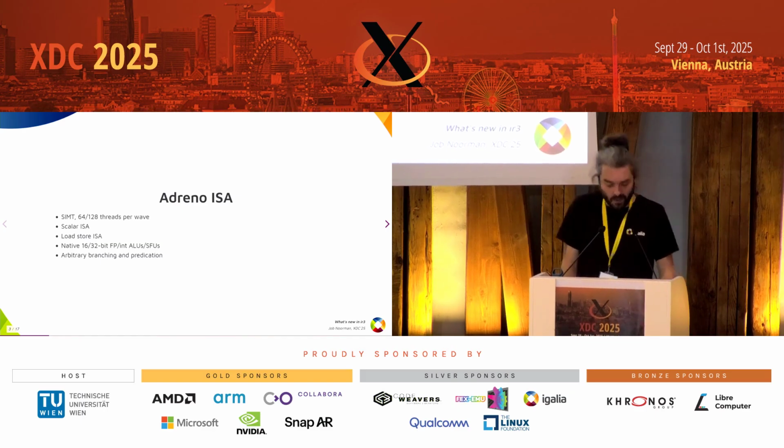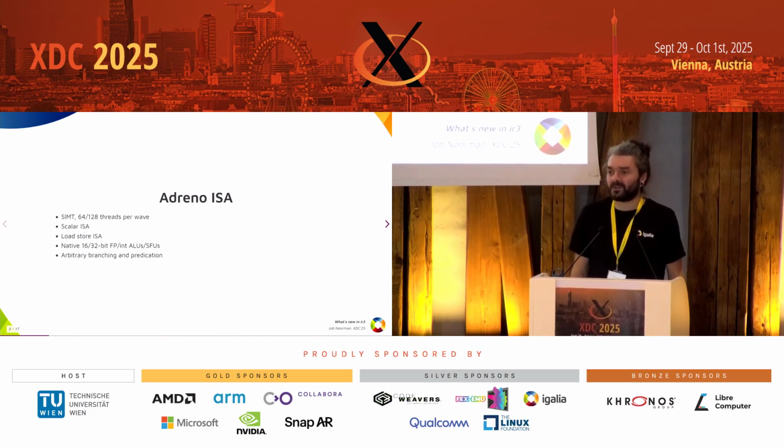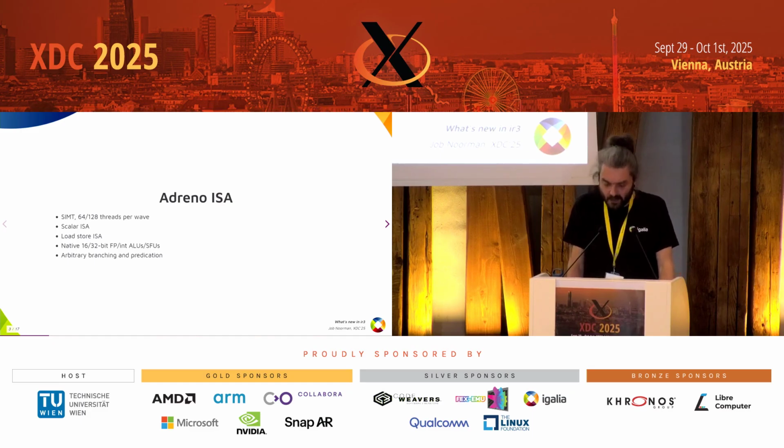There's native support for both 16 and 32 bits, integer and floating point operations. And we can do kind of arbitrary branching. We need to help the hardware a bit by marking convergence points in the instruction stream. But aside from that, we can branch arbitrarily. We also have a limited form of predication, which is kind of a way to explicitly modify the execution mask of the wave.